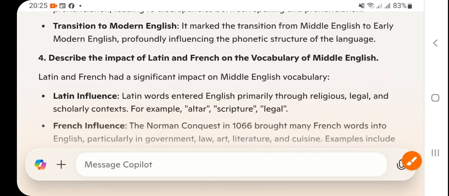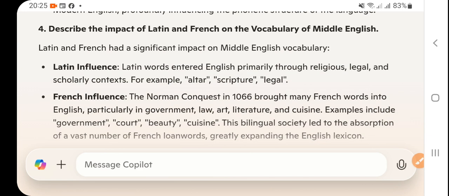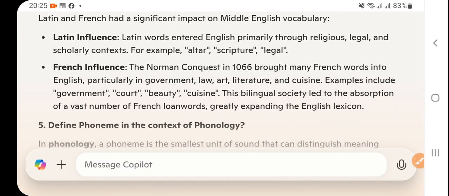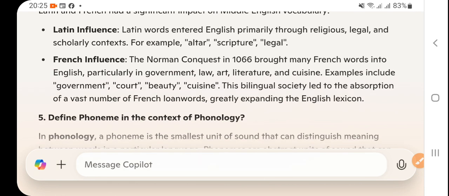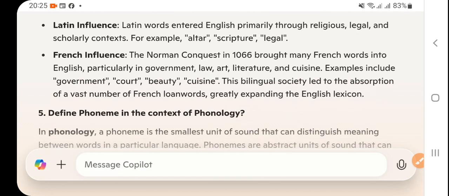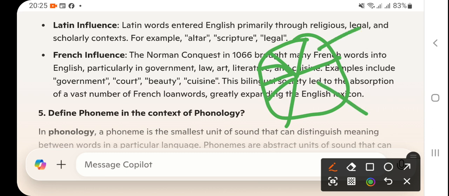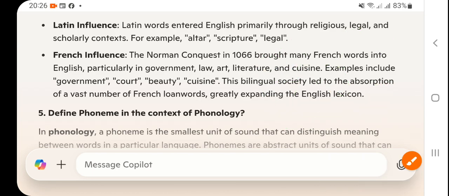Okay. Next question: describe the impact of Latin and French on the vocabulary of Middle English. Latin and French had a significant impact on Middle English vocabulary. We had already discussed that pie chart, so please remember that chart. This is the French, this is Latin, 26% something. So you just remember that.